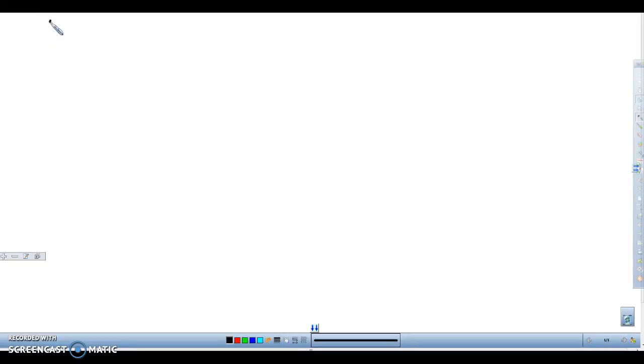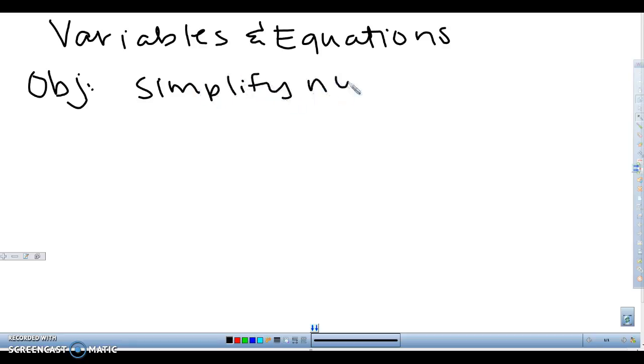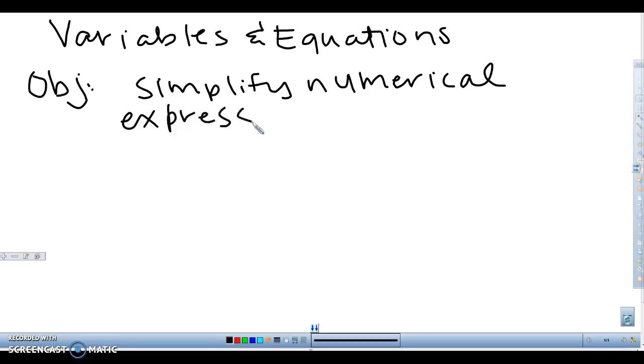Hello, 8th grade. We're going to be talking about variables and equations today. By the end of this lesson, you should be able to simplify numerical expressions, and also you should be able to evaluate algebraic expressions.